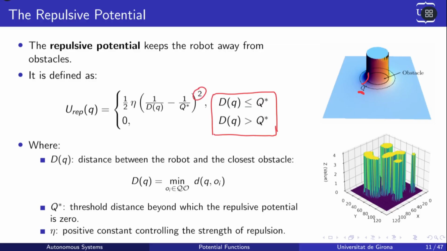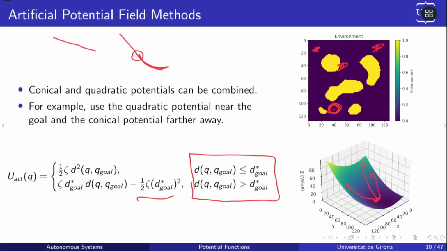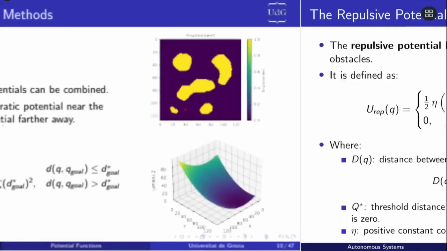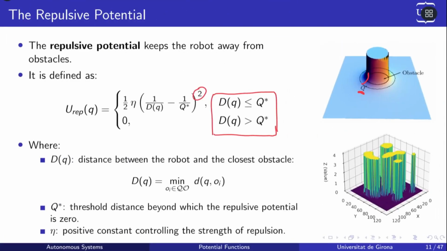However, if we are farther, if the distance to any possible obstacles is bigger than this threshold, this Q star vector, we just say zero. Then the recursive function is not active, it does nothing. Okay? What we will end up with, if I apply this equation to this map that we present here, is something like that.